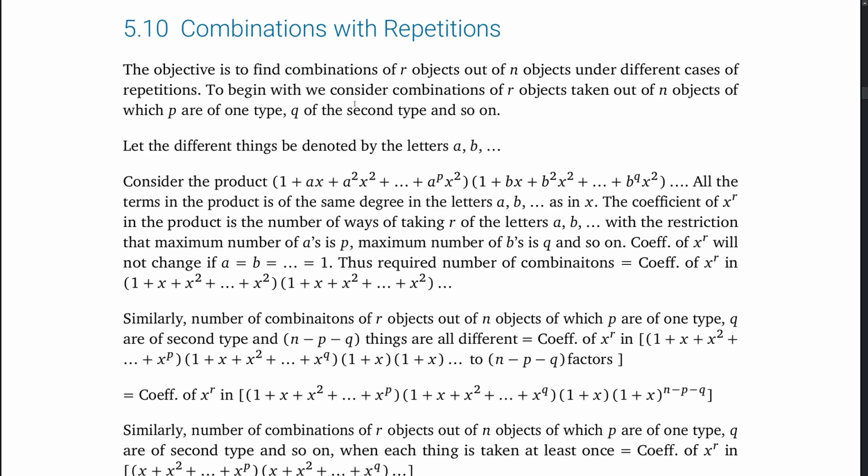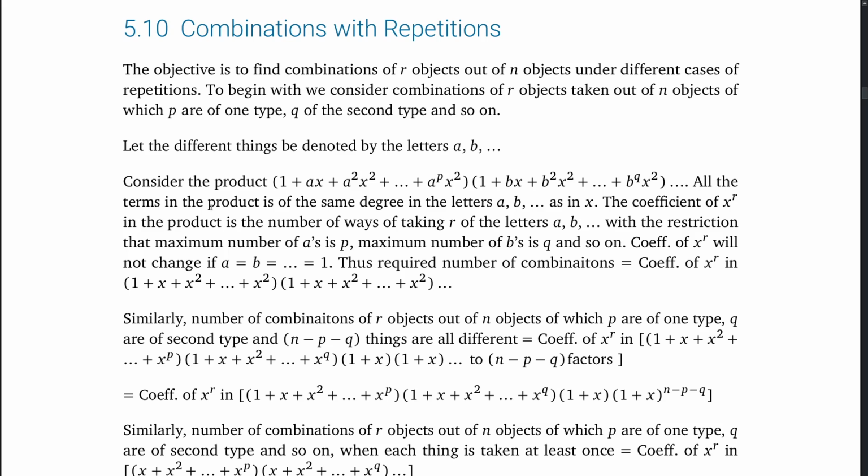To begin with, we consider combinations of R objects taken out of N objects, of which P are of one type, Q of the second type, and so on. Let the different things be denoted by the letters a, b. Now we consider the product (1 + ax + a²x² + ... + a^p x^p). This should be p. And then (1 + bx + b²x² + ... + b^q x^q). This should be q. So two typing mistakes already.